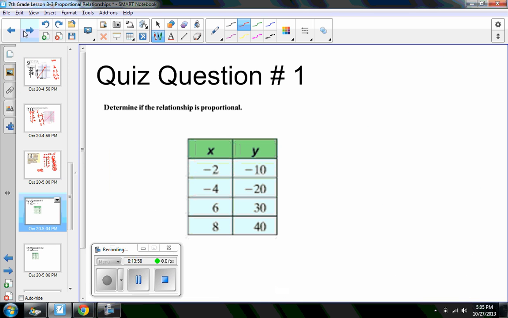So that's it for this lesson. Tomorrow we're going to do an activity, so it's very important that you bring any questions you may have. For tonight, the quiz is going to be on the video, so you will not need to go to Google Docs. The quiz is the next 5 slides. So you want to tell me if the relationships are proportional. So the answers and your work need to be in this file.